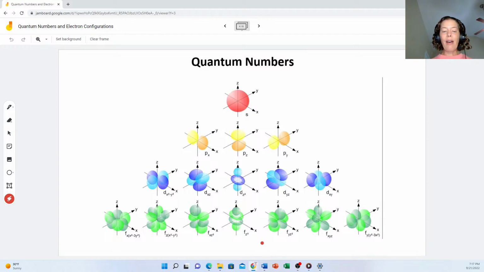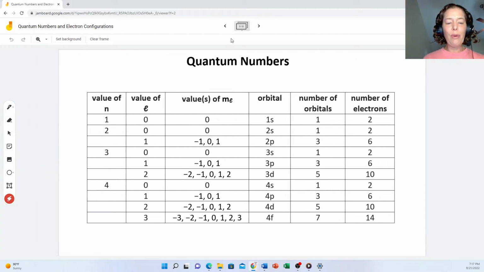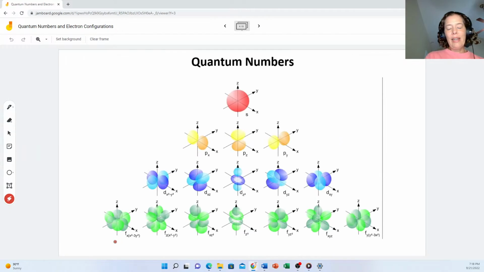There are 7 of them, because let's go back to our table. If we have an L of 3, that means our values of m sub L run from -3 all the way to 3, which means we have 7 values, which means we have 7 f orbitals, and they all have a different orientation in space. And this is, again, why we get 14 electrons in there. And it's these guys in green down here. I would really not attempt to draw these by hand, because that would be completely confusing.